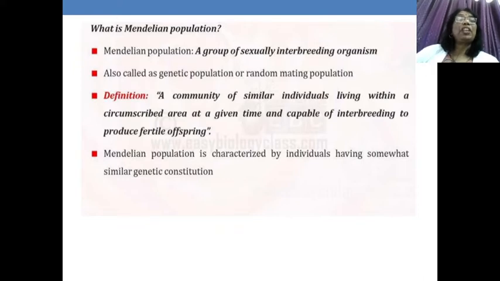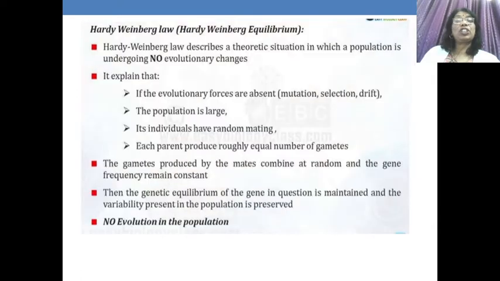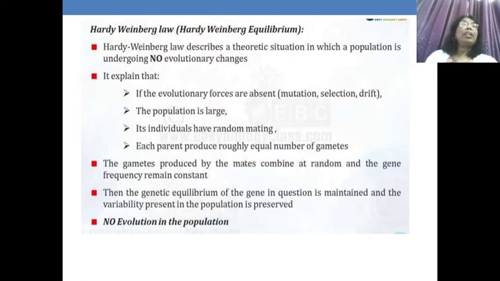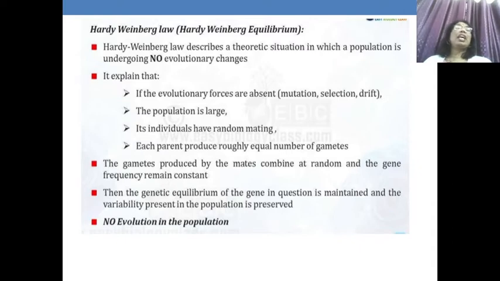A Mendelian population by definition is defined as a community of similar individuals. In that population only similar individuals come together. These are living within a circumscribed area at a given time, and are capable of interbreeding, and after that new fertile offspring are produced. That population is nothing but a Mendelian population. A Mendelian population is characterized by individuals having somewhat similar genetic constitution. Then in population genetics we have to study the Hardy-Weinberg law.